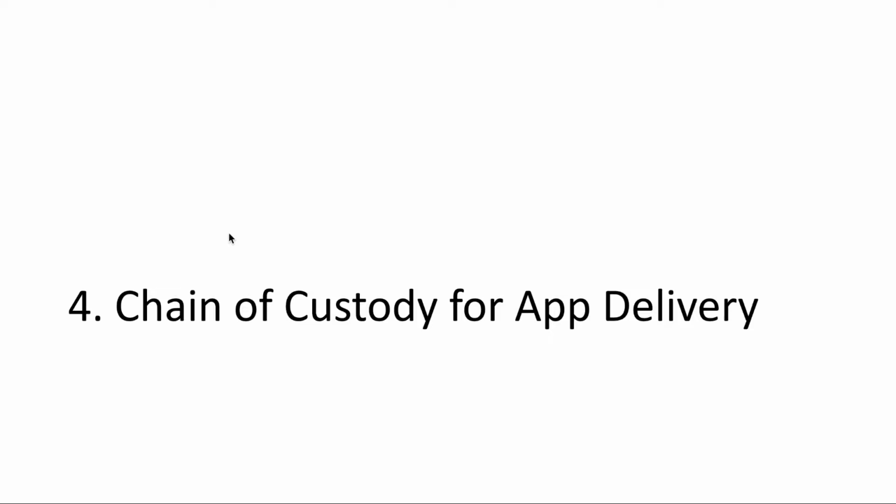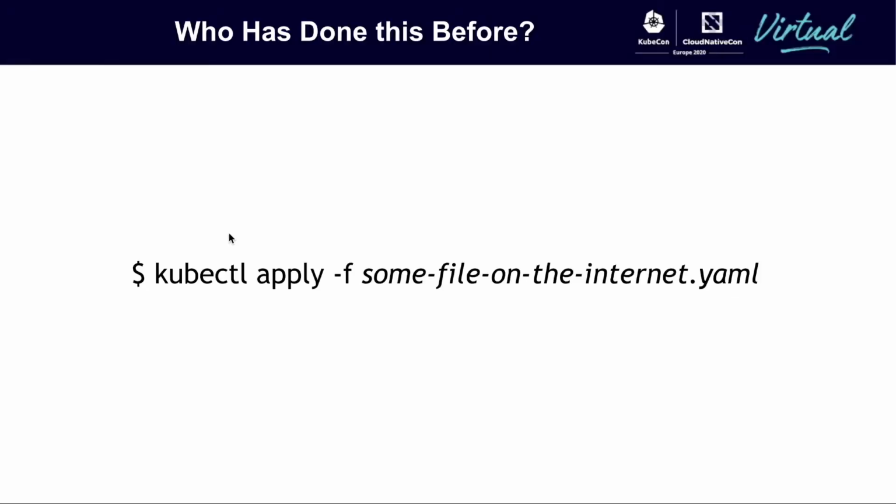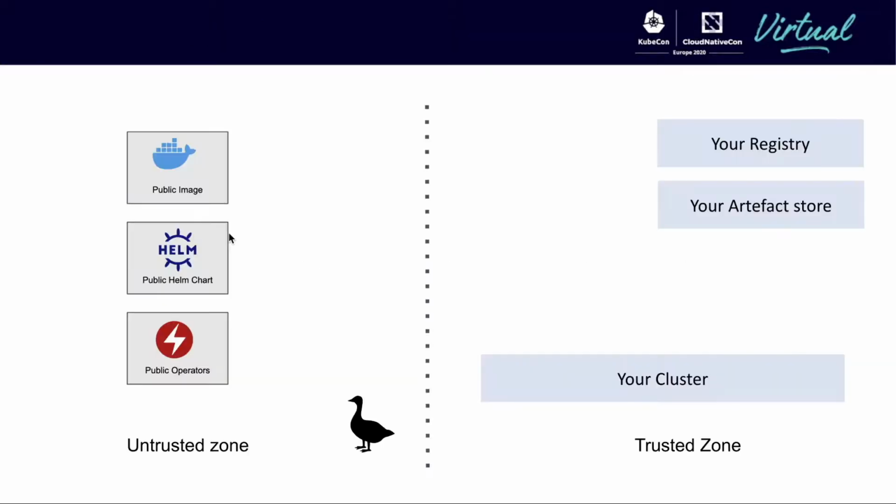The next challenge we're looking into is really handling chain of custody for our application delivery. And the next slide should sum this up pretty well. Kubectl apply some file from the internet and let's see what happens. This is definitely not how we want to deploy our applications to production. This is not how we want to deploy ideally anything to our Kubernetes cluster because we don't know what's really going to happen, right?